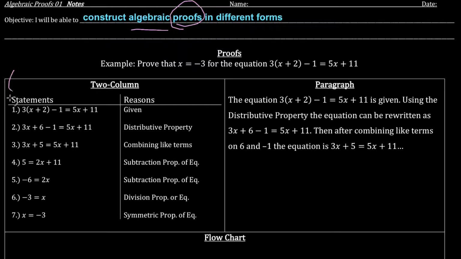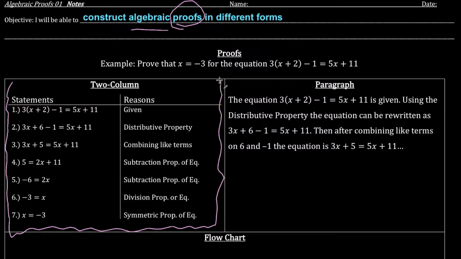We're just looking at this box right here. So we start off with the equation. The reason why is given, all right? And right here, you know how we do that? To get to 3x plus 2, we use the distributive property. It's called the distributive property.